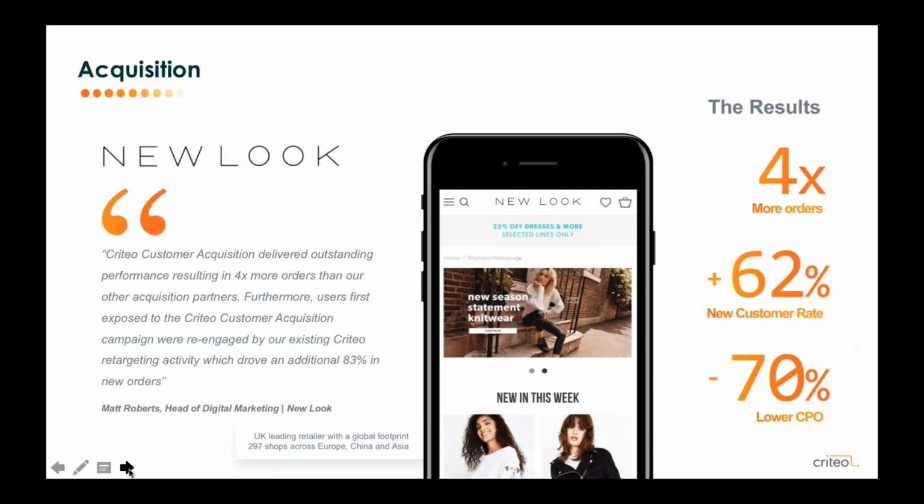So again, another fantastic aggregated summary of what we've been able to do with a UK leading retailer. We added 4 times the number of orders. We added 62% to their bottom line when it comes to new customer rate, which is incredible growth. And then we reduced their CPO by 70%. So for New Look, we were able to drive targeted fashion customers, not even back to, just to the website. So new fashion customers to the site, and able to obviously close the deal and help them purchase.